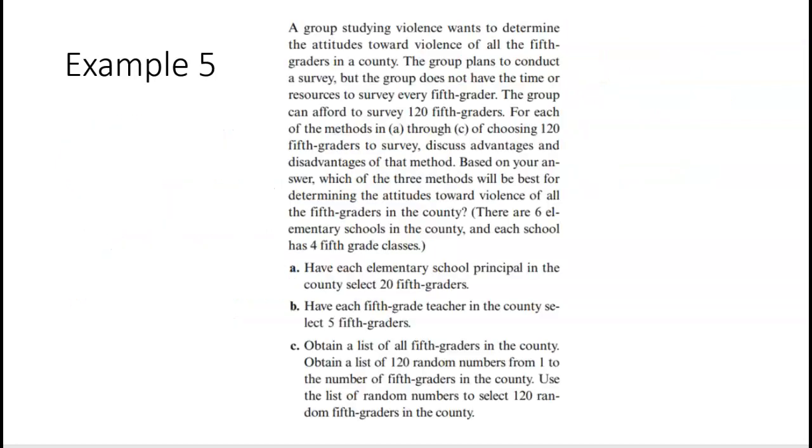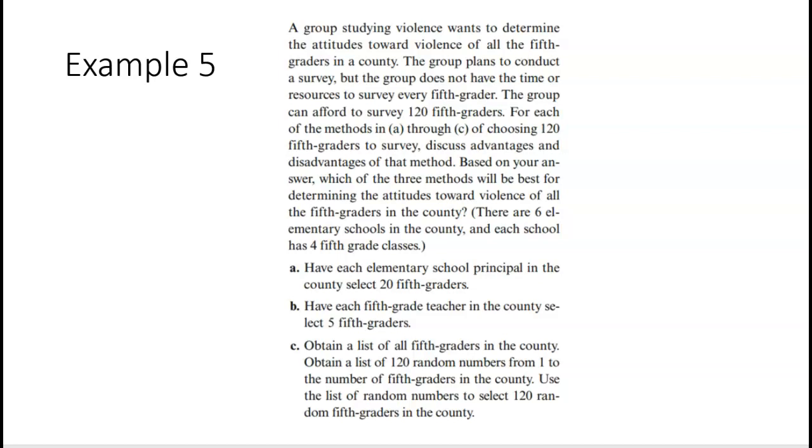So a group studying violence wants to determine the attitudes toward violence of all fifth graders in a county, and they plan to conduct a survey, but they don't have time or resources to survey every fifth grader. So the group can afford to survey 120. For each of the methods A through C, discuss the advantages and disadvantages of that method, and then based on that, which of the three would be best to determine for all in the county.